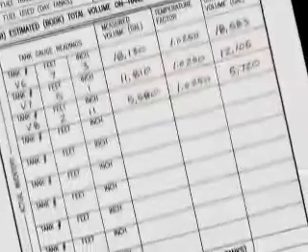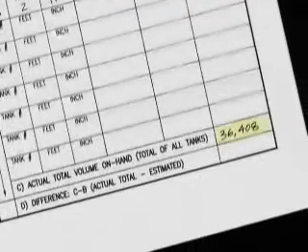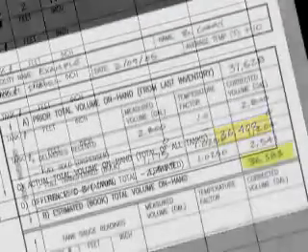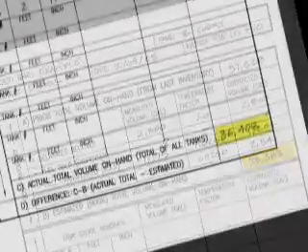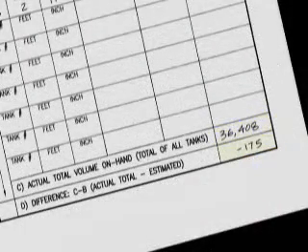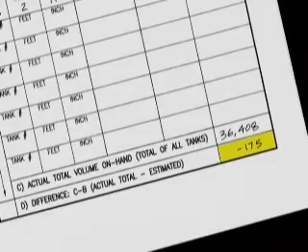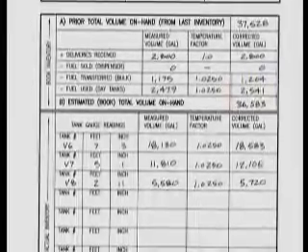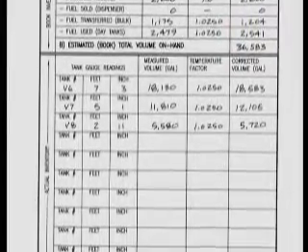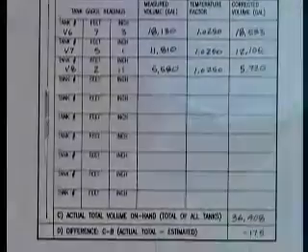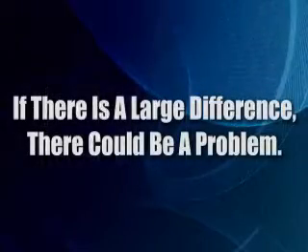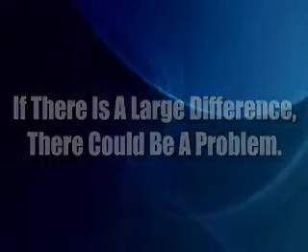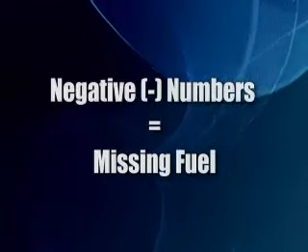Line C is the total of all the individual tank volumes. Subtract line B from line C to get the difference between the actual and the estimated fuel on hand. This will almost always be off a little due to the limited accuracy of the readings. In this example, we are off by 175 gallons, which is acceptable. If there is a large difference, this could indicate a problem. Negative numbers indicate missing fuel.